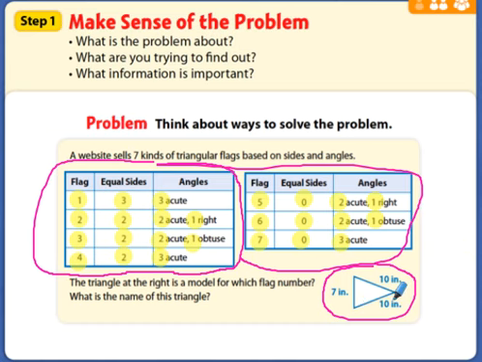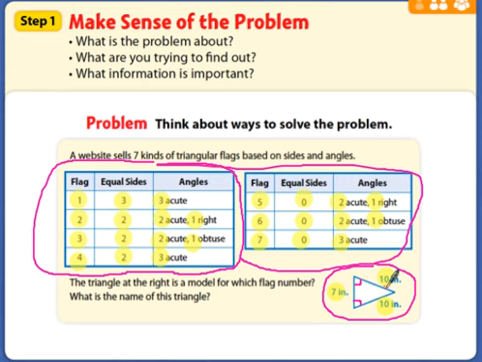Let's take a look at our triangle. One side of our triangle is 7 inches. One side of our triangle is 10 inches. One side of our triangle is 10 inches. And we don't want to just look at the lengths. We also want to look at the angles.